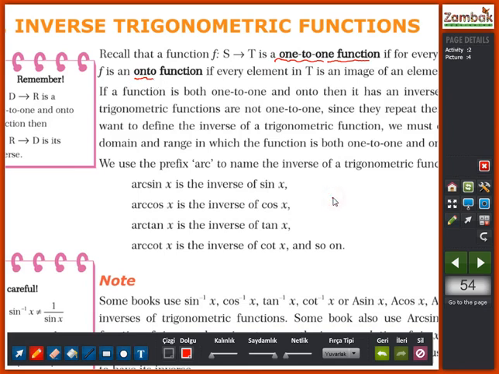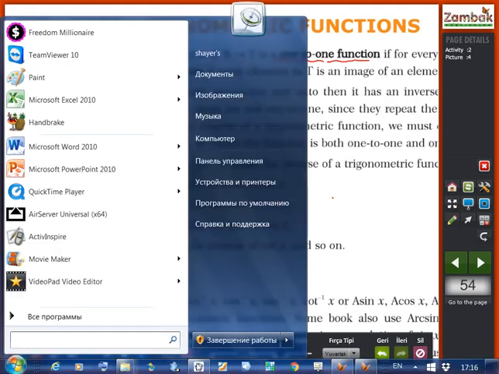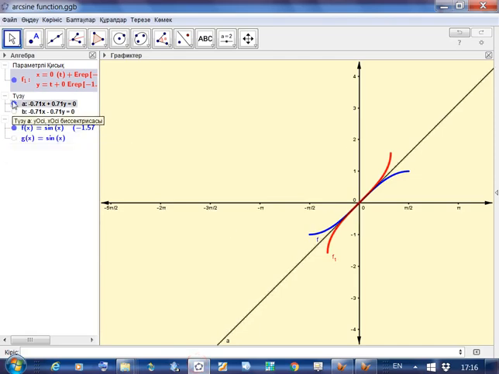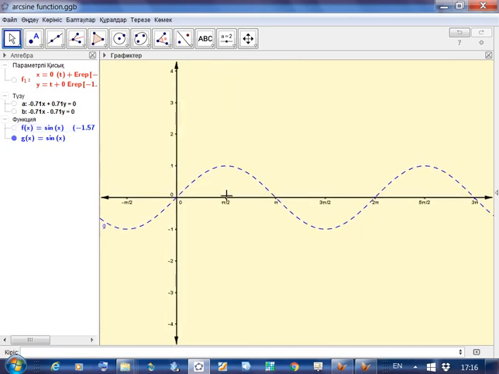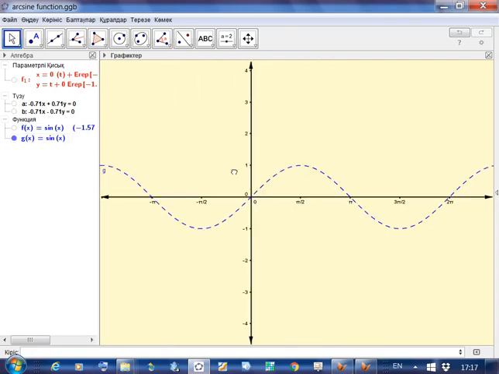Let's look at the graph of our sine function. As you see here, we have the graph of the sine function. You know that the graph of the sine function is periodic, so it's not a one-to-one function. For different values of x, we have the same y. For example, sine pi over 2 is equal to 1, and sine 5 pi over 2 is also 1. So this function doesn't have an inverse.